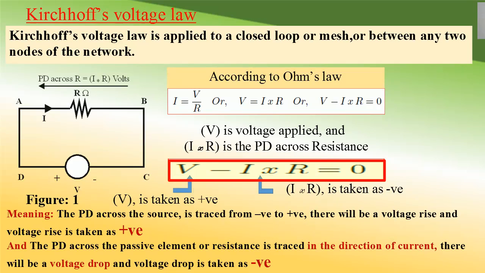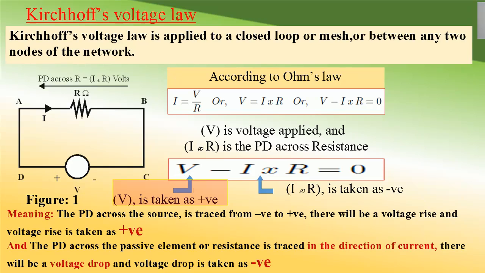Now in the equation V minus IR is equal to 0, you see that the voltage V is taken as positive, which means if we trace the active element from negative to positive, there will be a voltage rise, and the voltage rise is taken as positive. And if we trace the active element from positive to negative, there will be a voltage drop, and the drop is taken as negative.